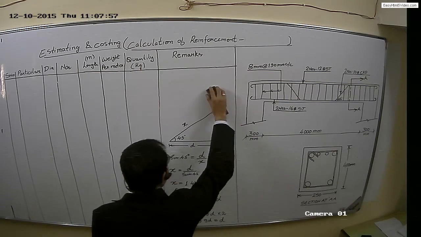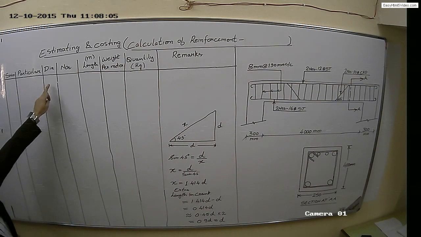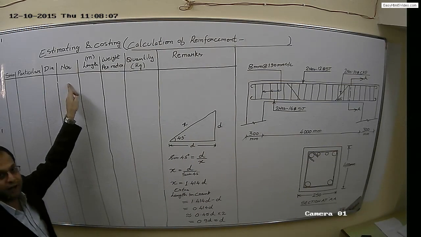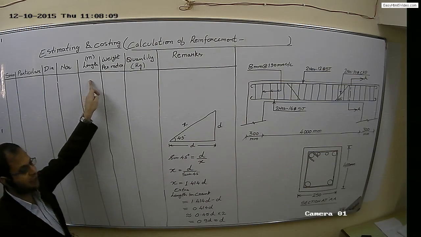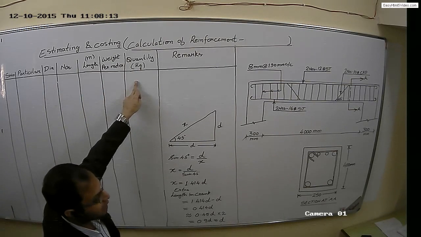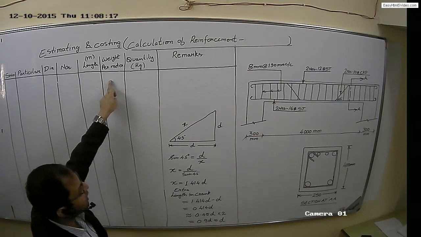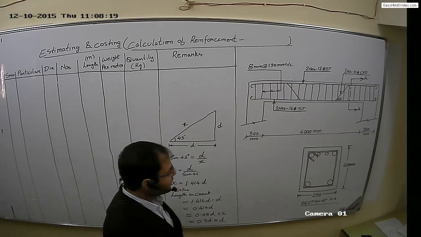First of all, we'll calculate the bottom bar. You have to make this table: serial number, then second column will be the particular, then dia, the number of bars, length in meter, then weight per meter. Then the quantity can be calculated by numbers multiplied by length multiplied by weight per meter, we'll get the quantity in kg.